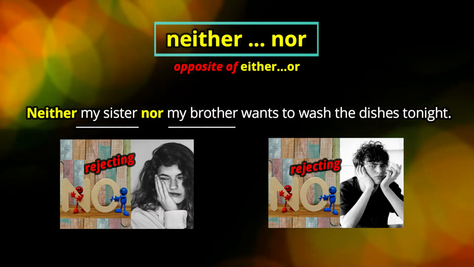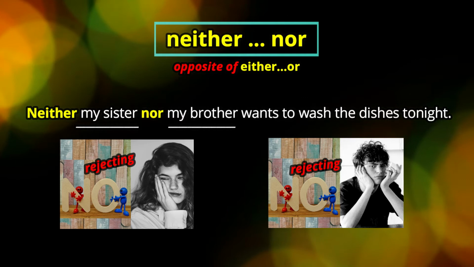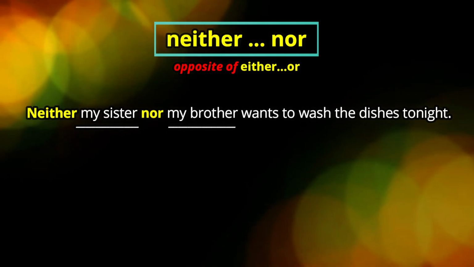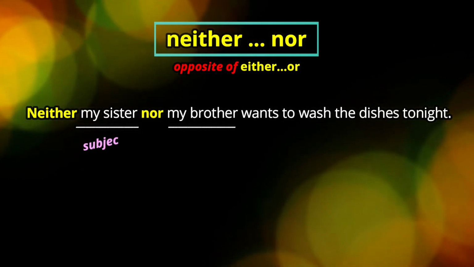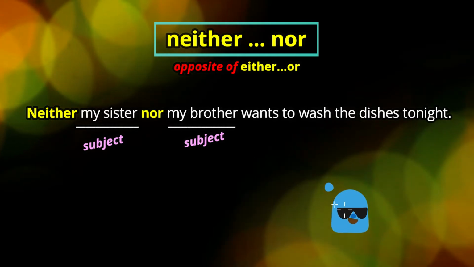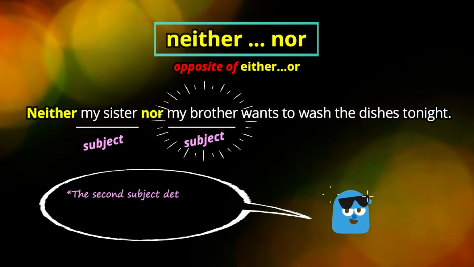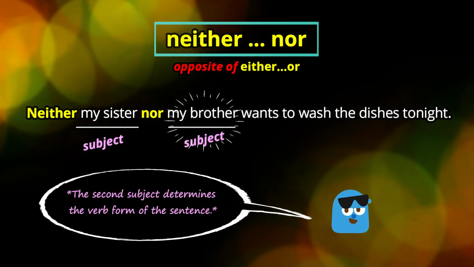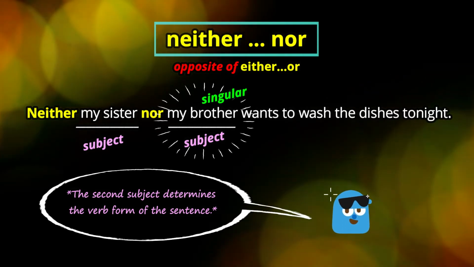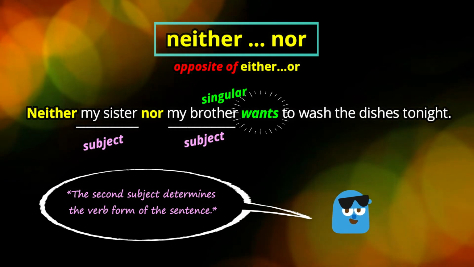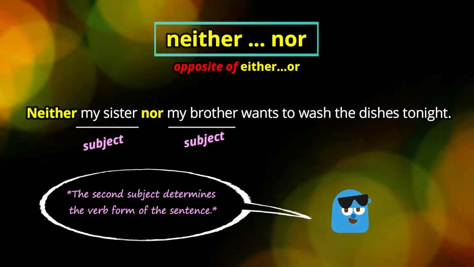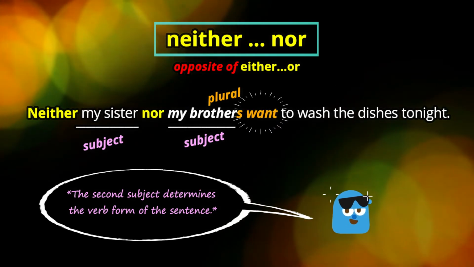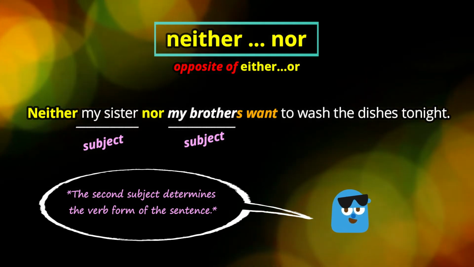All right, and a quick grammar note too is with subject-verb agreement, which is very confusing. When we are using a correlative conjunction and we have two subjects, in this case, my sister and my brother, the way it works is the second subject is what you use to determine your verb form. So in this case, it's my brother, and my brother is singular, so the verb form should reflect that. That also should be singular. If it were my brothers, then this sentence should be neither my sister nor my brothers want to wash the dishes tonight. Okay, you got that?